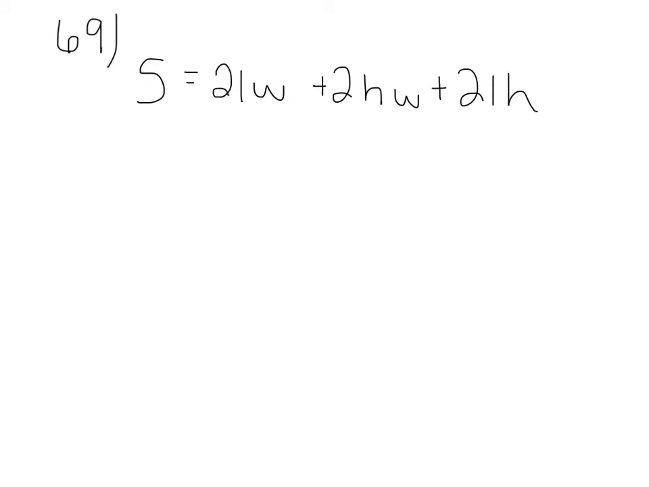Okay, so looking at 69 so far through 71, those are all very similar problems. You're solving an equation for a variable. Looking at 69, it says the following is the formula for finding the surface area of a rectangular prism. Which equation shows the formula correctly solved for h? So I have surface area is equal to 2 length width plus 2hw, which is height and width, plus 2 length height. And again, we're solving this for h.